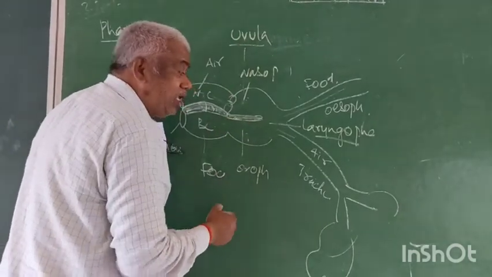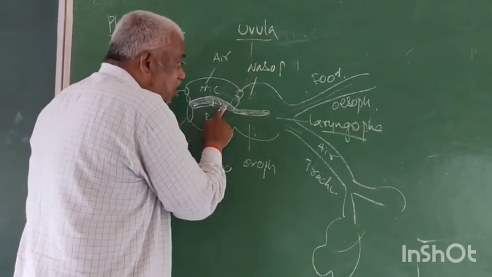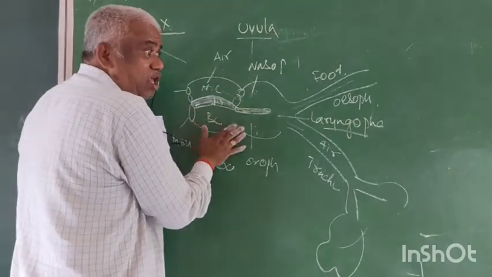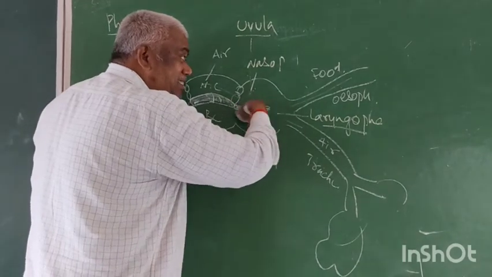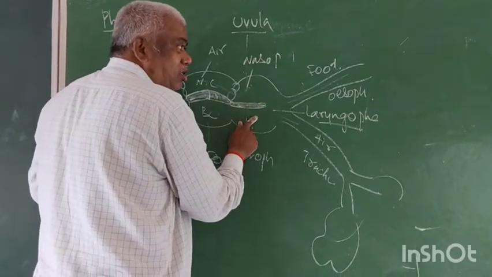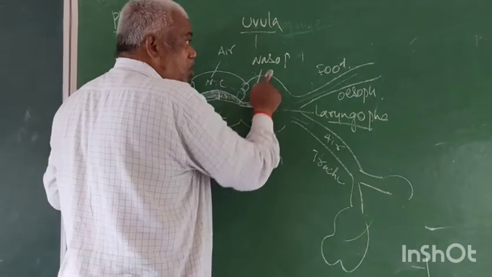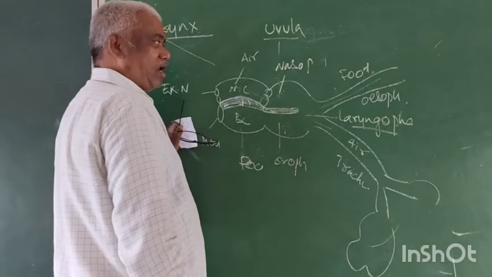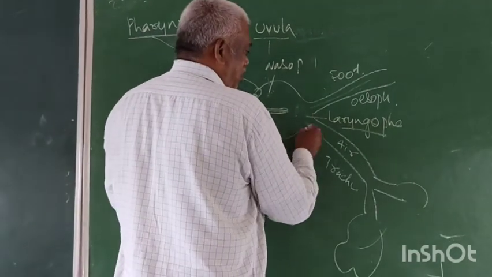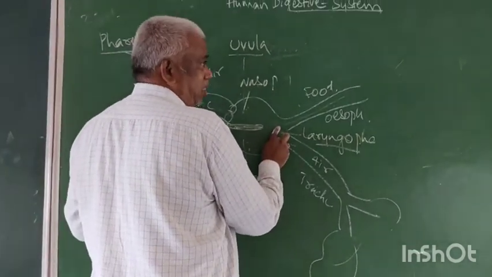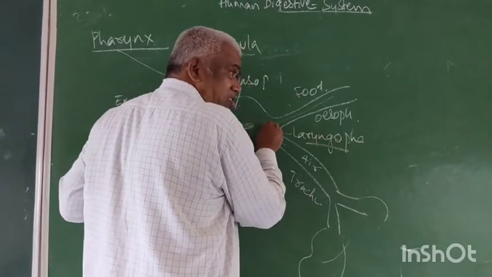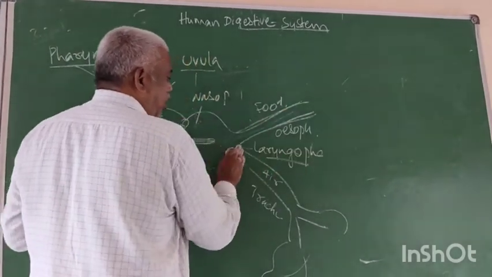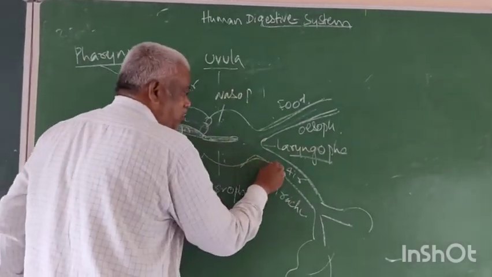What is the uvula? The extension of the soft palate. The palate is restricted to the buccal cavity, but it is somewhat extended into the pharynx. Due to this, the pharyngeal cavity is divisible into nasal, oro, and laryngeal regions. Now, what is this space? This area is laryngeal. From the laryngopharynx, two tubes start.